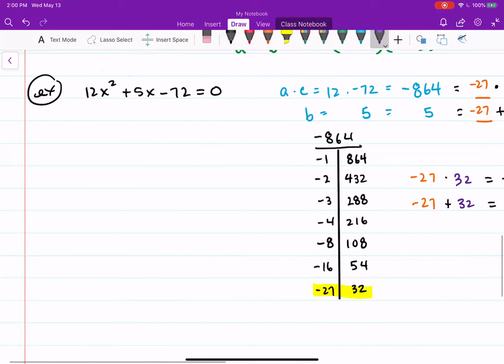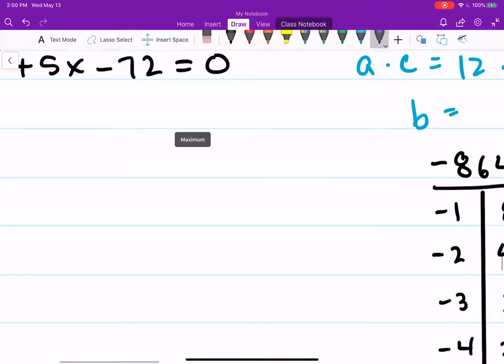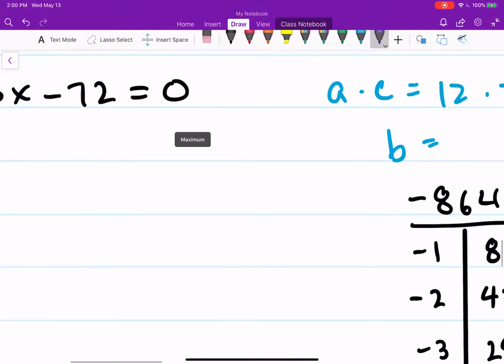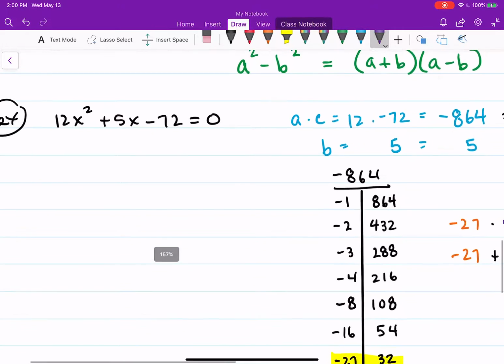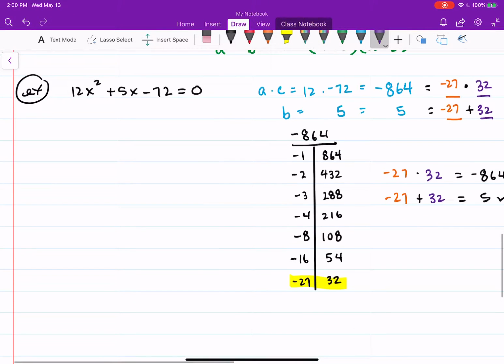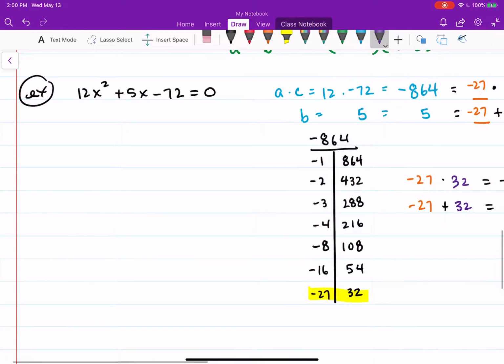So I come back over here. The only difference of this right now with the quadratic equations and what we've been learning with factoring is that we added an equal 0. Okay? And we'll explain why the equal 0 is there. All right, so I have 12x squared minus 27x plus 32x minus 72 equals 0, okay?